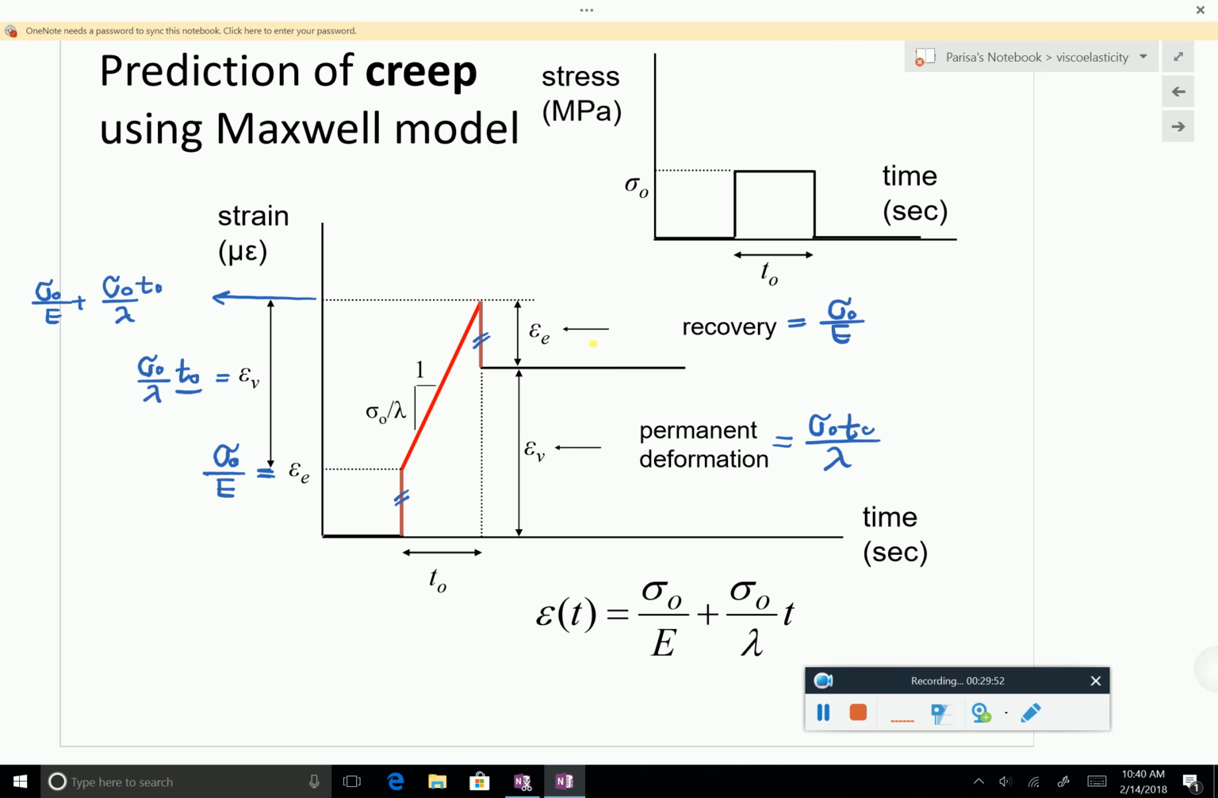But then it would go much higher. But then when you unload, it would again be exactly covered by epsilon E. Elastic modulus also changes with temperature, but the amount is not as much.